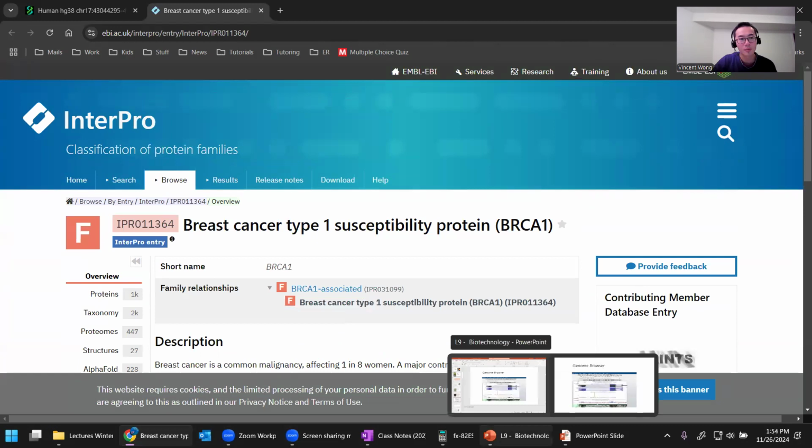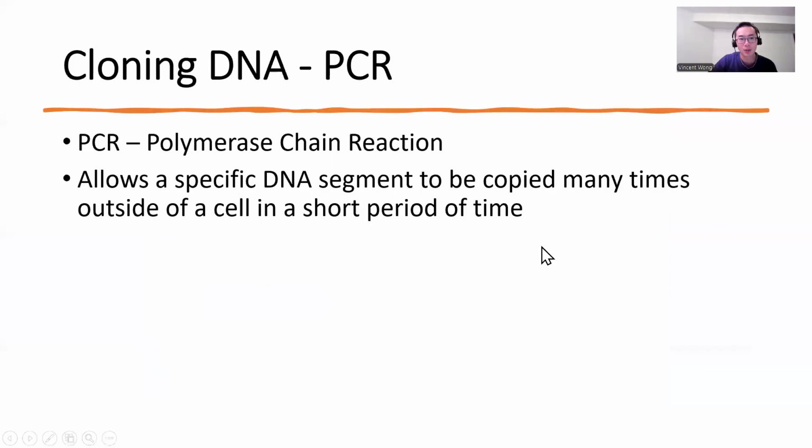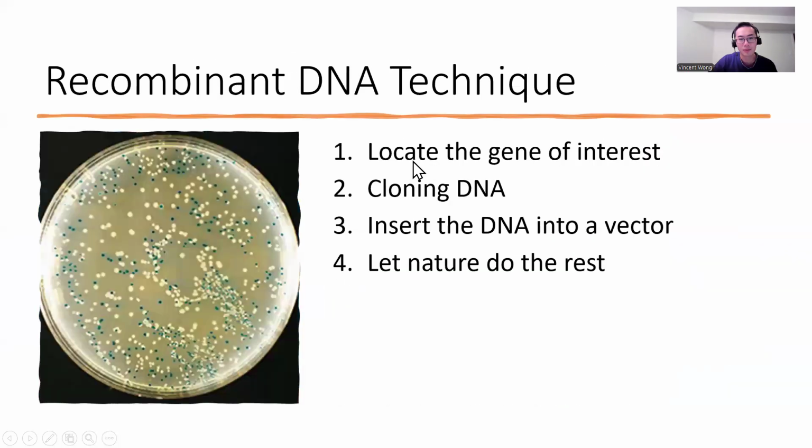So now I know it's on chromosome 17. Then the next step is to clone it. You have to locate a gene, and then you have to clone it. Clone it means make many copies of it. So all you have to do is supply a few human cells, and then you don't want to copy all the DNA. That's too much. You only want to copy what you want, which would be on chromosome 17.